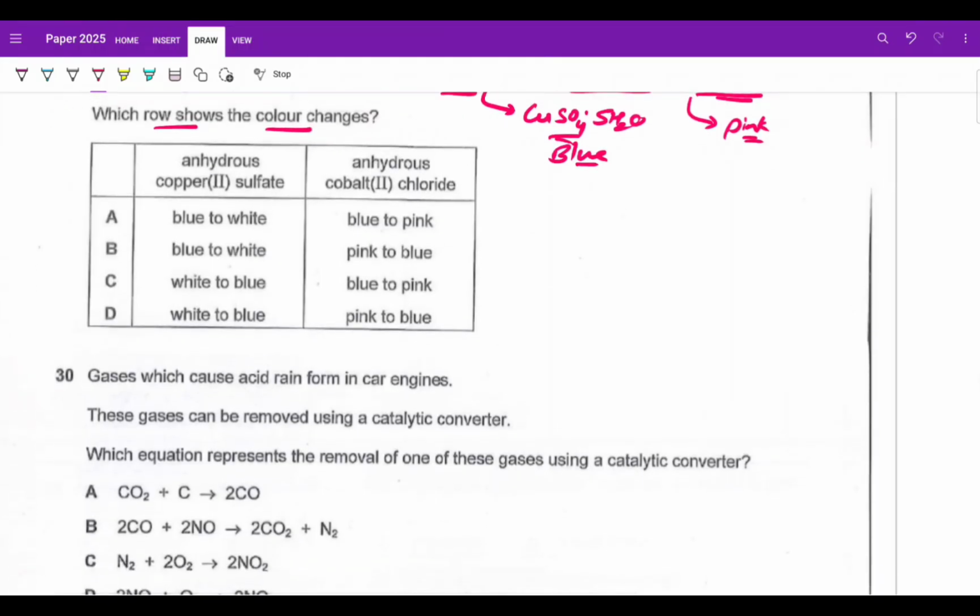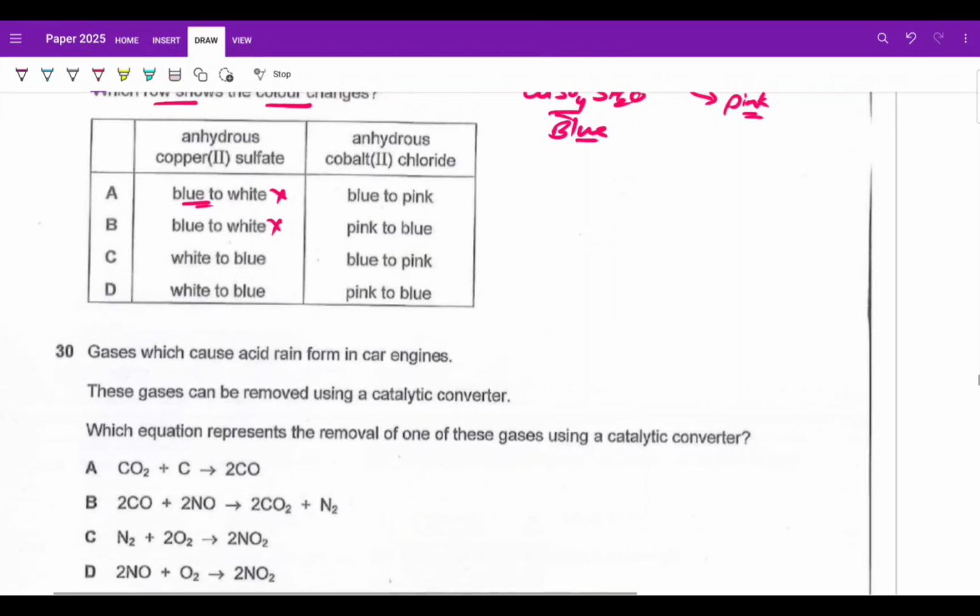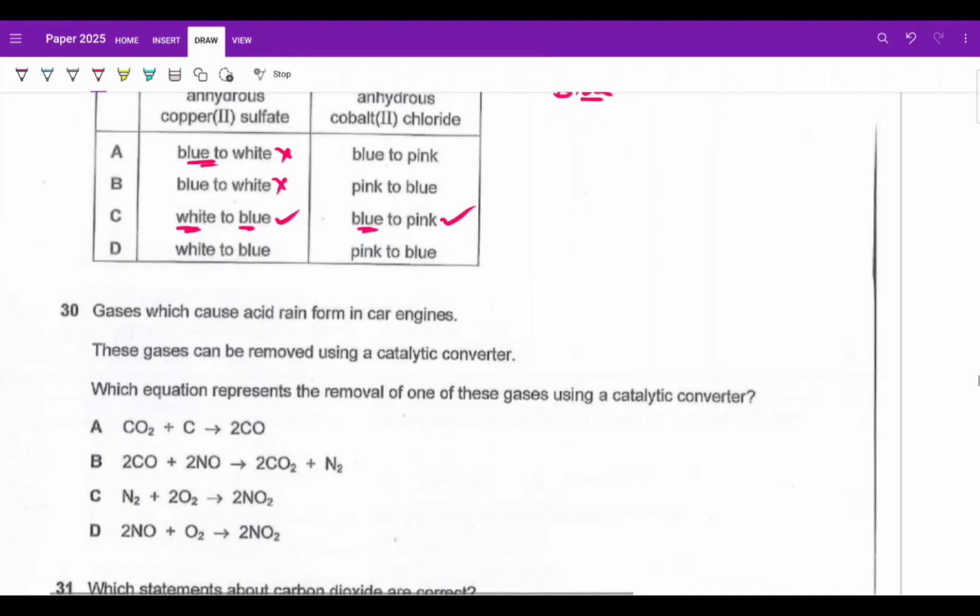Therefore, option A is blue to white, no. Blue to white, again no. Option C, anhydrous copper sulfate turns from white to blue, correct. And anhydrous cobalt chloride converts from blue to pink, correct. White to blue and blue to pink. Therefore, option C. Option D is saying pink to blue.